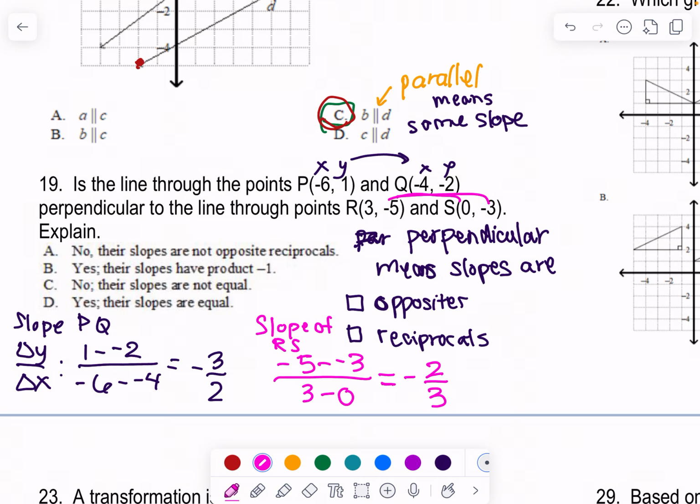So let's start with the first one. Are they opposites? In other words, that means one positive and one negative. Well, nope, they're both negatives. So that means no, their slopes are not opposite reciprocals. Another way of saying opposite reciprocals is we would say their product must equal -1. So if you multiply them, you would get -1. If I did -3/2 multiplied by -2/3, the 3s and 2s would cancel, and I would get +1. So that would be why.